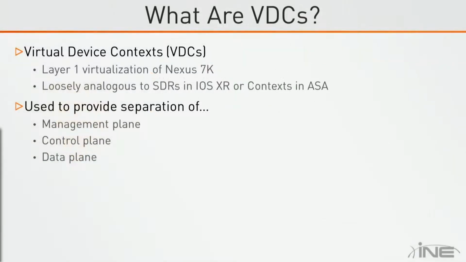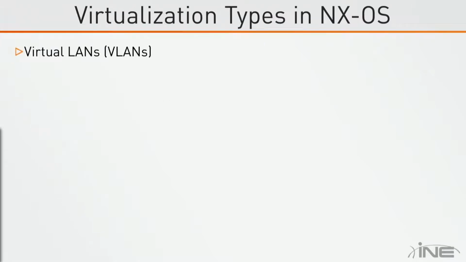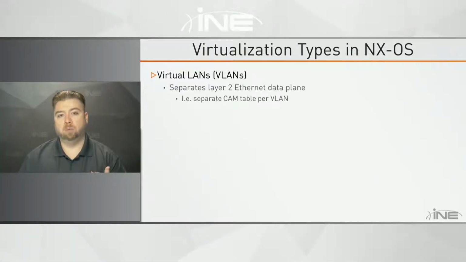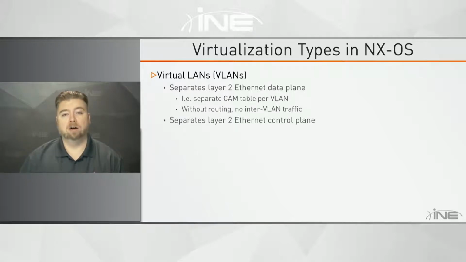Now, we'll also see that the Nexus 7Ks have multiple levels of virtualization. We can do virtualization with virtual LANs, like we would see in our typical enterprise Ethernet switching environment, where we're trying to separate the Ethernet layer 2 data plane, meaning when we go to forward traffic in one virtual LAN versus another one, we're not going to be able to send traffic between them unless we go through a layer 3 routed device. And it also means that we're separating the layer 2 control plane.